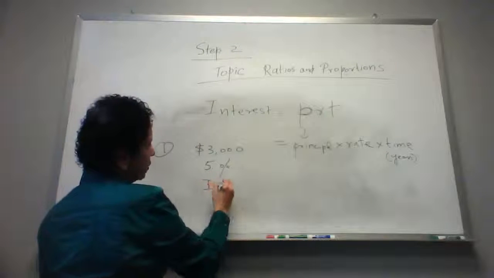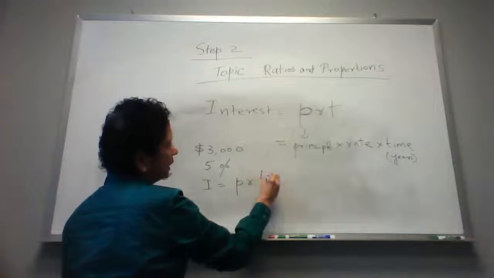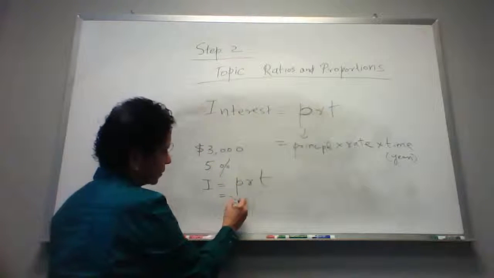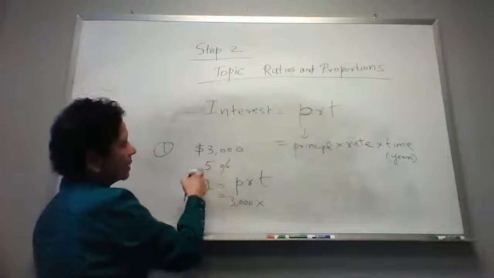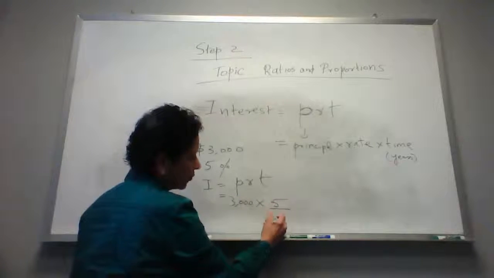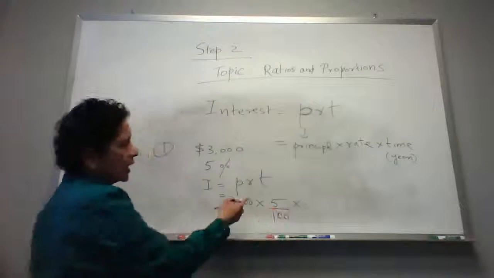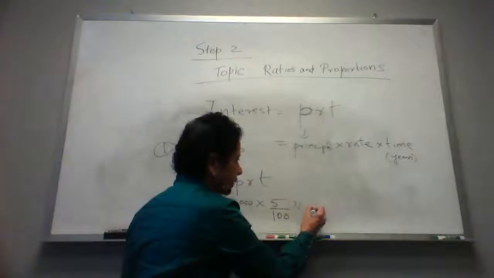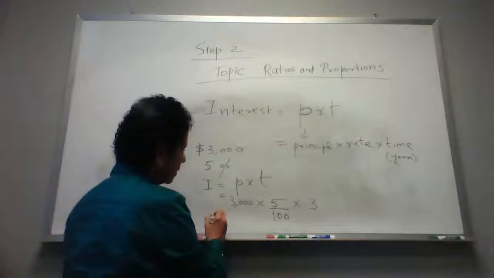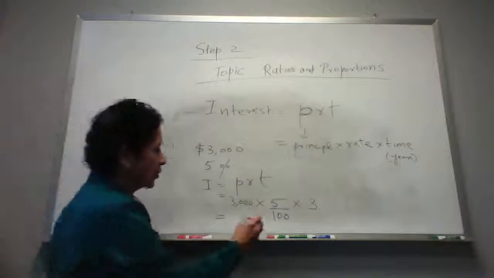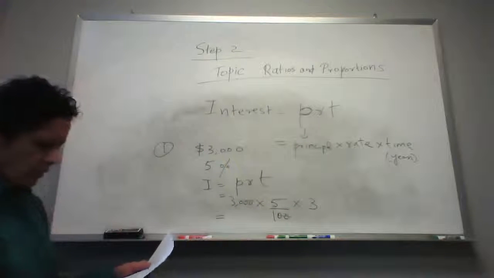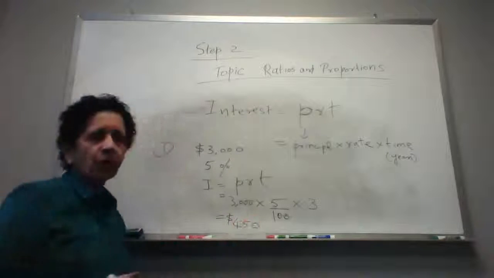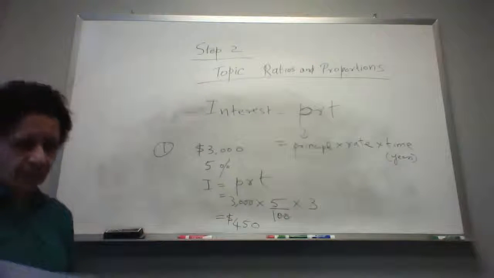So the interest equals PRT, and principal, this is 3,000, you just plug in the number, times R, 5%, so 5 over 100, times T, you are investing for 3 years, okay, so that's 3, okay? So then you can actually do this whole thing in the calculator, okay? So then that comes out to be $450.